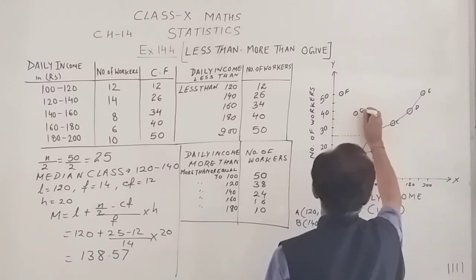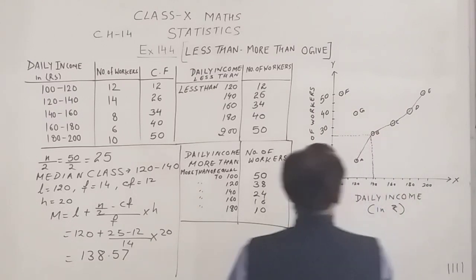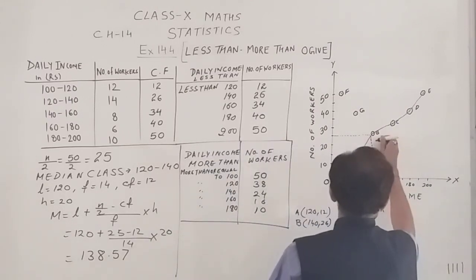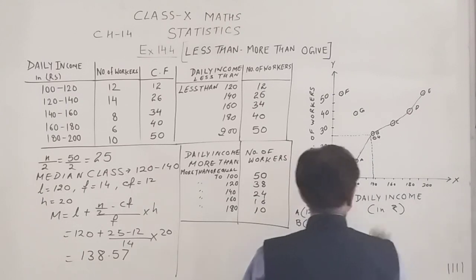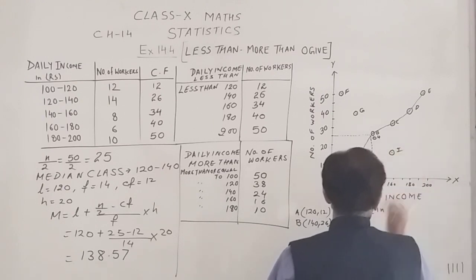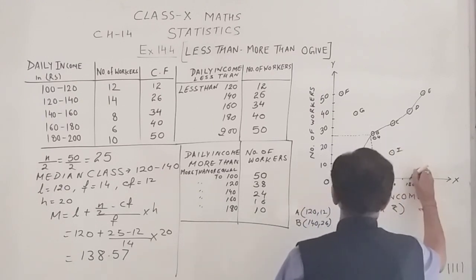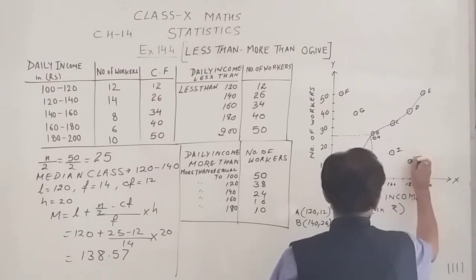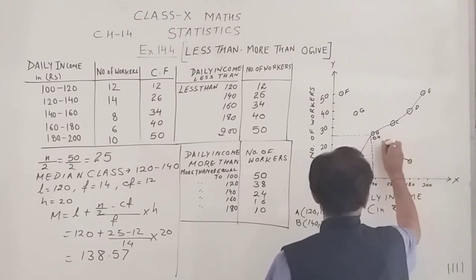Since I'm not using a graph paper, it has to be approximations here. 140, 24 is somewhere here. And then 160, 16, right here, and then 180, 10. Then join them by freehand.